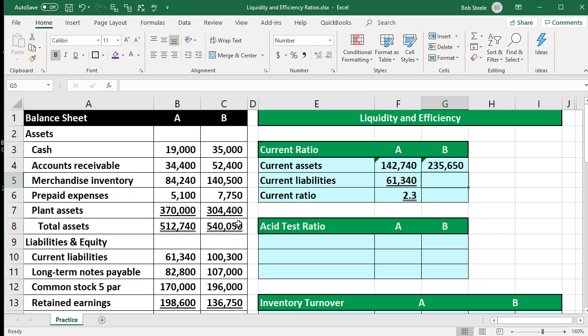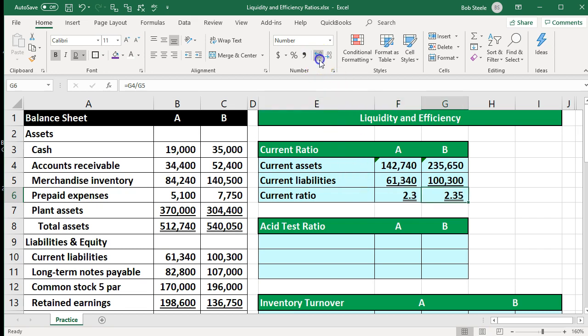Then we'll pick up the current liabilities, which is going to be equal to the 100,300. And then we can do our ratio, which is equal to the 235,650 divided by the 100,300. And that too gives us the 2.3. So you can see that we have drastically different numbers here in terms of dollar amounts, but the ratio, the comparison between the two, is in essence the same to one decimal, the 2.3, 2.3.